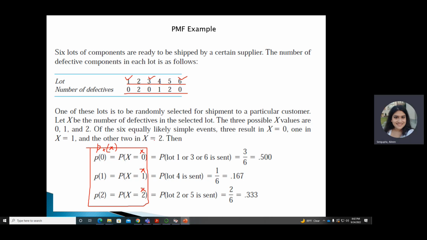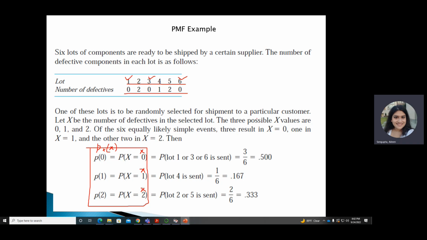So basically what we are trying to find out is, for X equal to 0, for X equal to 1, and for X equal to 2, the PMFs, right? So this is equiprobable, remember that? Equiprobable means it can happen this, this, this, this, this, or this, like that. So three out of the six possible combinations will have no defects. Again, one defect can only happen in one possibility, that is lot four. If lot 4 is sent, it's going to be 1 by 6. Why? Because these are equally probable events. That's what it said in the problem.